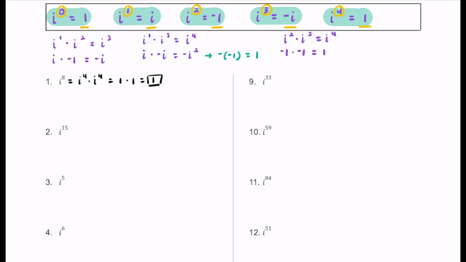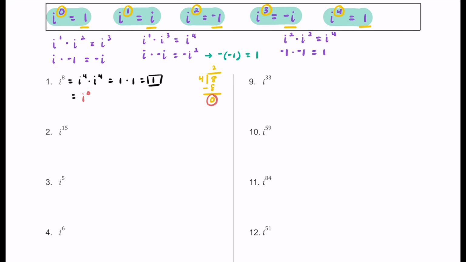Okay, now that's one way to think about it. Another way to think about it is every 4 i's multiplied together always gets 1. So if we go ahead and group them into groups of 4s, 8 divided by 4 is going to be 2. 2 times 4 is 8. And the remainder here of 0 tells us everything we need to know. This remainder of 0 lets us know that we can rewrite this as i to the 0th power.